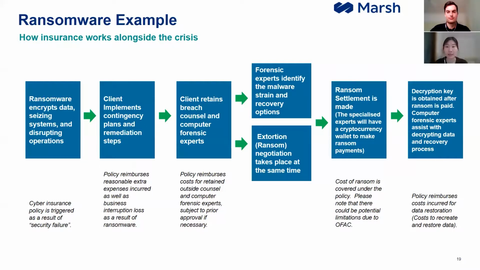Next, the ransom settlement would be made, and specialized experts will have a cryptocurrency wallet to make ransom payments. And again, the cost of ransom would be covered under the policy, but please note that there could be potential limitations due to the OFAC. And finally, if all goes well, a decryption key would be obtained after the ransom is paid, and computer forensic experts would continue to assist with decrypting the data and the recovery process. The policy would then reimburse costs incurred for data restoration as well.